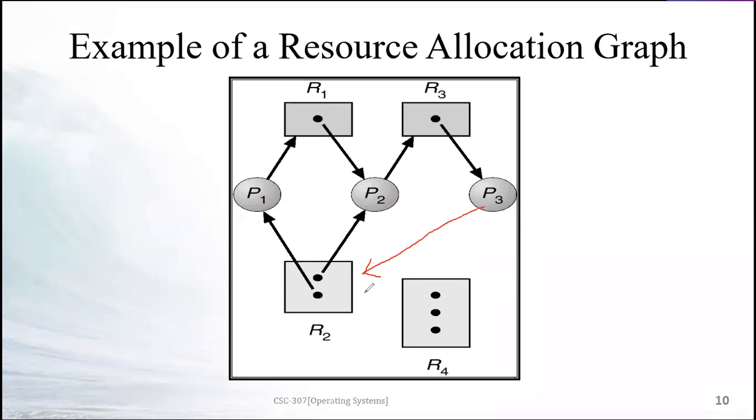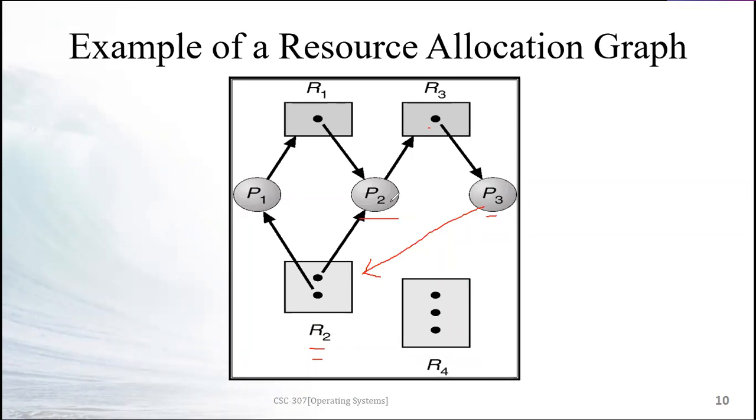But now you see the problem is P3 is waiting for R2, and R2 is already assigned to P1 and P2. Let's assume R2 is a printer and there are two printers. Both printers are assigned to P1 and P2, so P3 is waiting for these printers. As P3 will not get R2, P3 will not be finished. As P3 will not be finished, R3 will not be released. So P2 will not be resumed, or P2 cannot do its work.